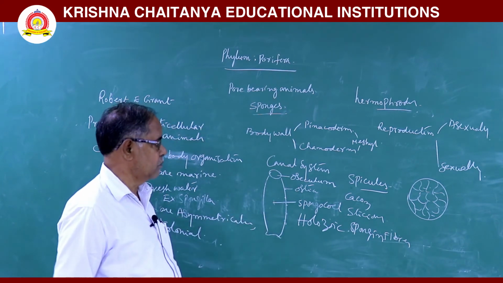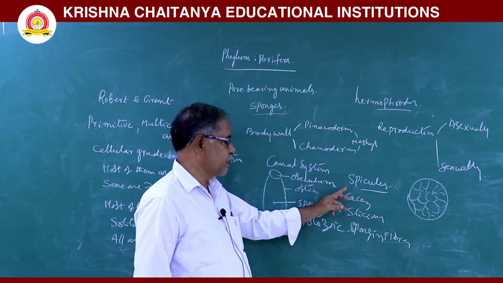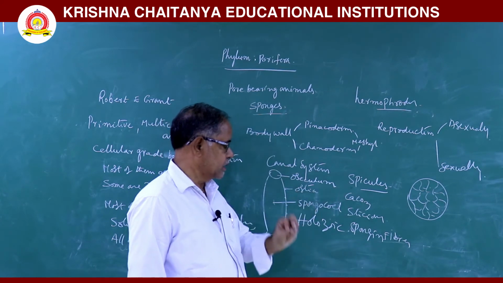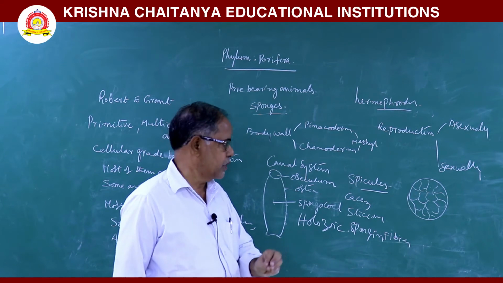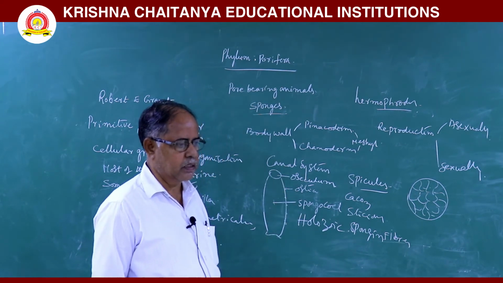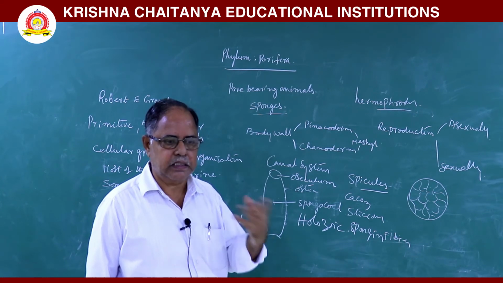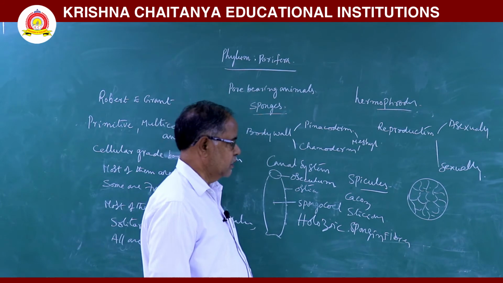Next, in this animal, one skeletal system is there. This skeletal system is formed by spicules. These spicules are made, in some, of calcium carbonate, in some, of silicon dioxide, that is siliceous, and in some, of spongin fibers. In these animals, nerves and sensory cells are absent. That's why they lack coordination among the cells.